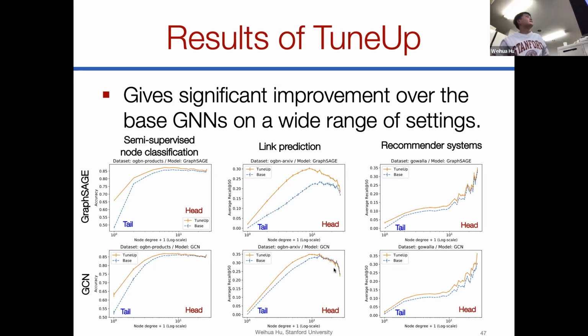I think that's a great question. I think for this case, maybe basically this part is when the node doesn't have any edge. And it looks like this part is almost impossible to make any accurate prediction. So it's bad on both tune-up and base GNN. It's just the evidence is too small to make any accurate prediction.